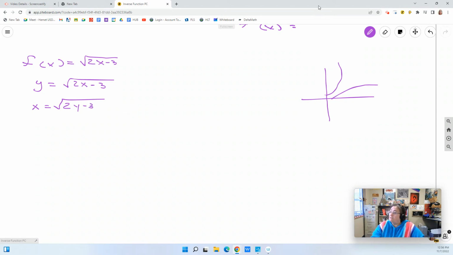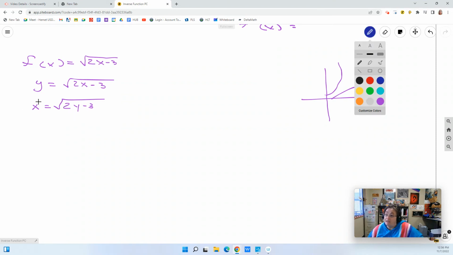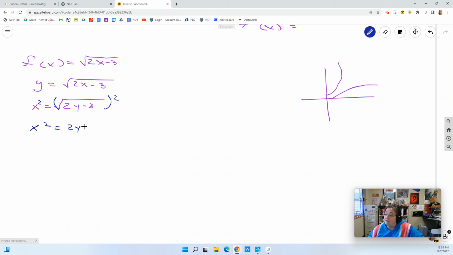And the way we're going to go about doing that is if we want to get rid of a square root, because we got to get that y all by itself, I could just square it, but I have to square everything. So I'm going to square this, and I'm going to square this. And I'm going to get x squared equals, and this is just going to be 2y minus 3, because when you square a square root, you just get what's left underneath it. And so now it gets a little bit easier to start isolating, right? And we're going to solve it for y.